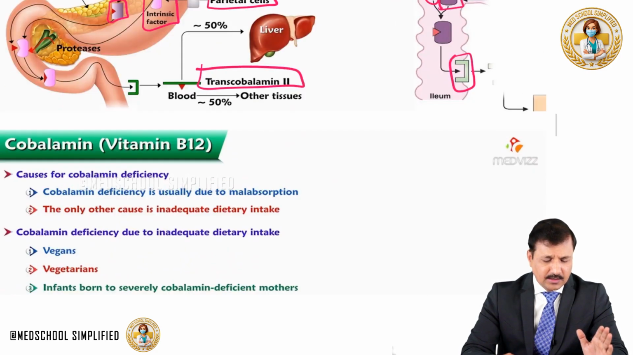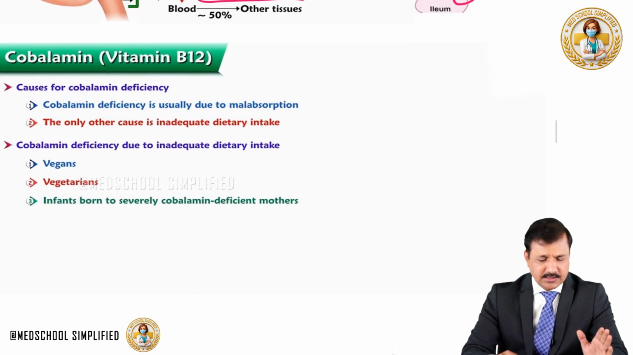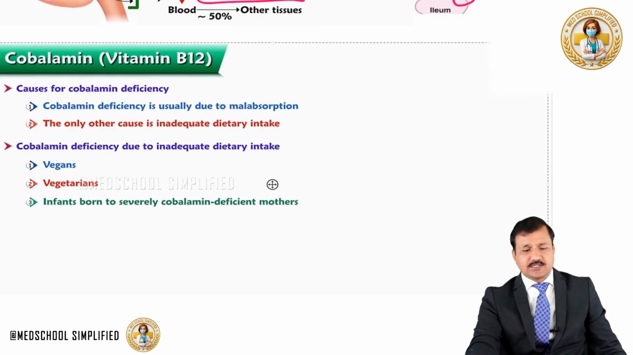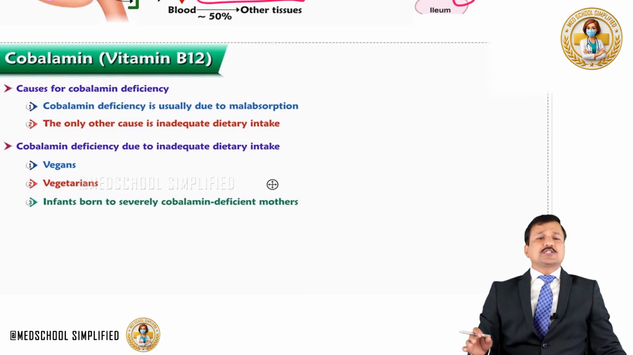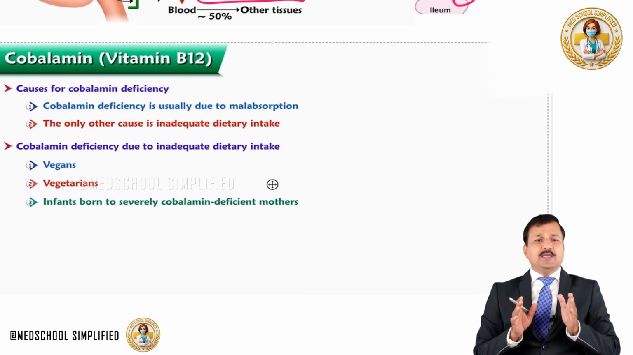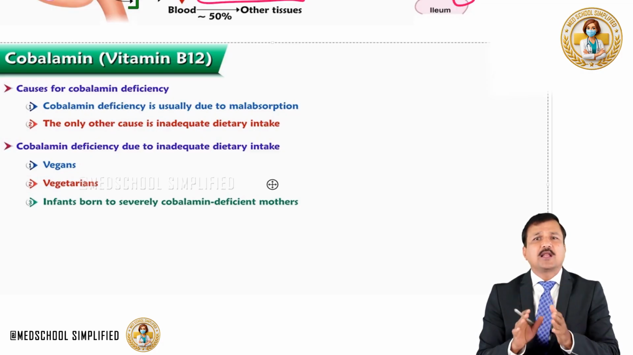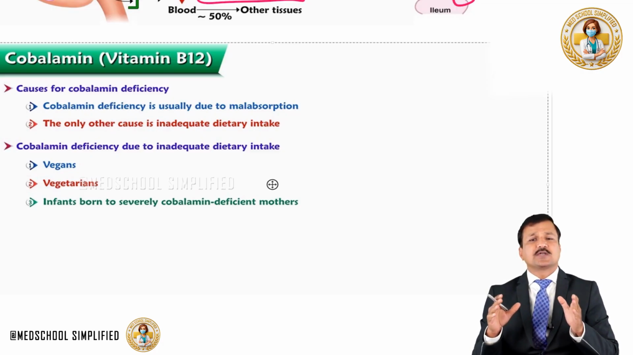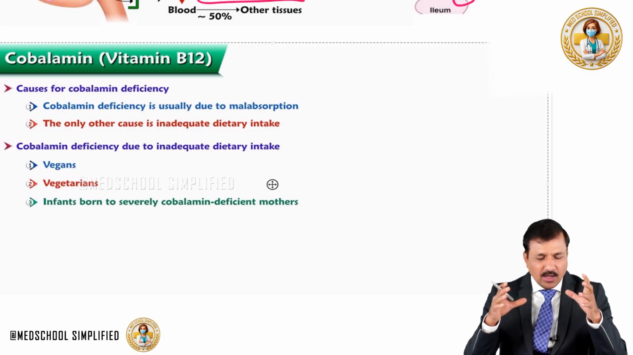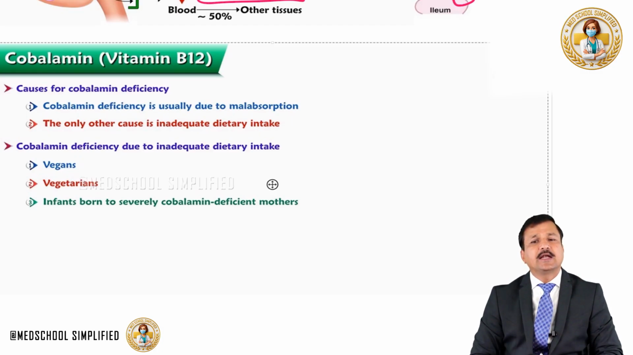Now, let's look at some of the causes for cobalamin deficiency. The causes can be because of malabsorption of cobalamin in the intestine, or simply because of inadequate dietary intake. First, let's look at the causes for inadequate dietary intake of cobalamin.